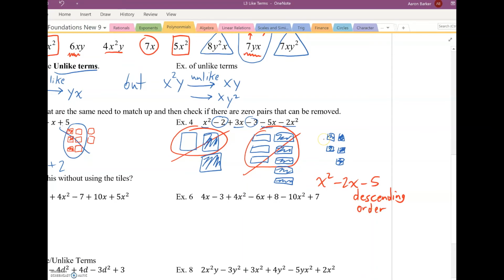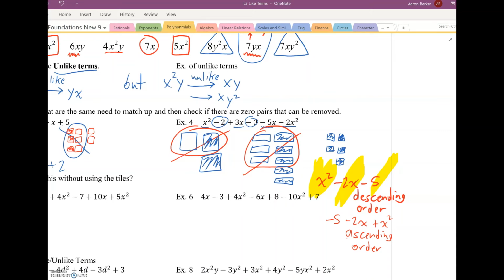And descending order means you are going from a term that is in degree 2. This is degree 2 term. This is degree 1 term. This is degree 0 term. This is the typical order we write polynomials. Not mandatory. It's just our usual. Okay. Now the opposite order would be ascending order. Ascending order would be a negative 5, a negative 2x, and then a positive x squared. That will be ascending order. Sometimes we'll give you a question in this order just to see if you know how to deal with it. Okay? Any questions so far?